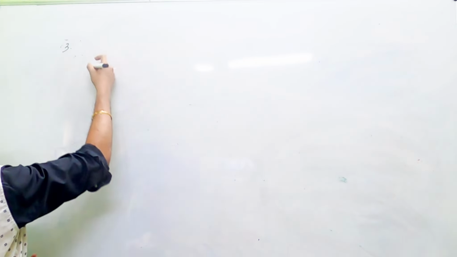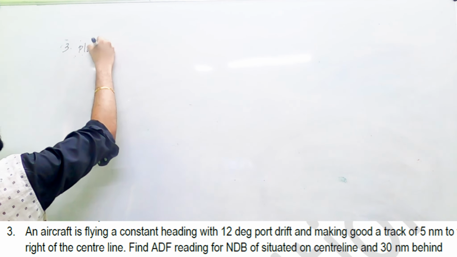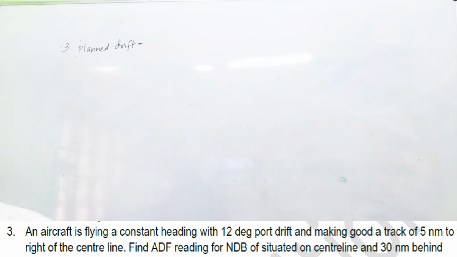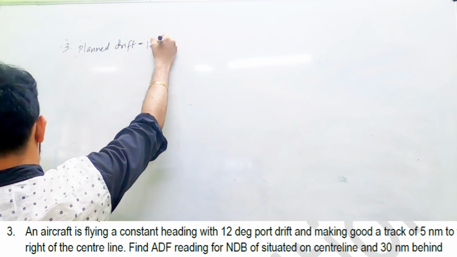So the aircraft is on a constant heading, which is not given in the question, and you have 12 degrees of port drift. As we have discussed before, any drift that is not derived from ADF is a planned drift. That's the first understanding. So planned drift is given as 12 degrees. This time it's a port drift.